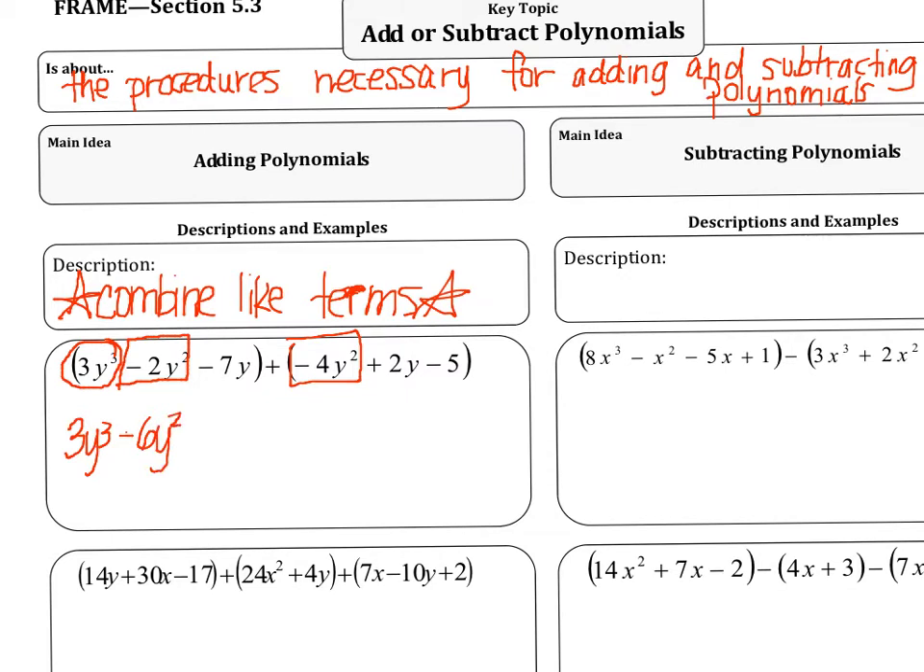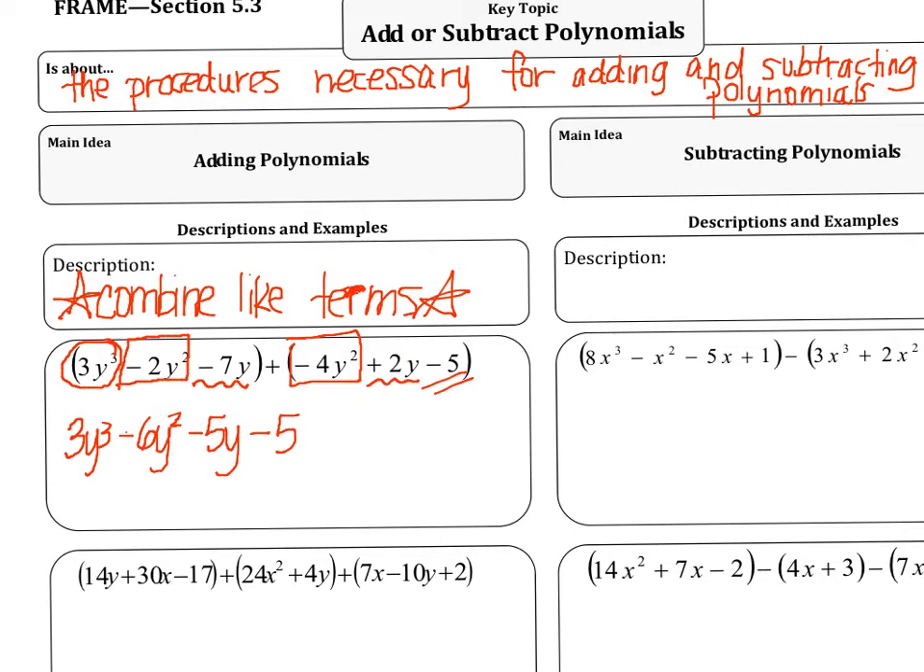Then I have a minus 7y and a plus 2y. Negative 7 plus 2 is minus 5, just plain y. And then I've got a minus 5. That doesn't have a like term, so I just keep it minus 5. So there's my simplified form. It's that easy to add polynomials.